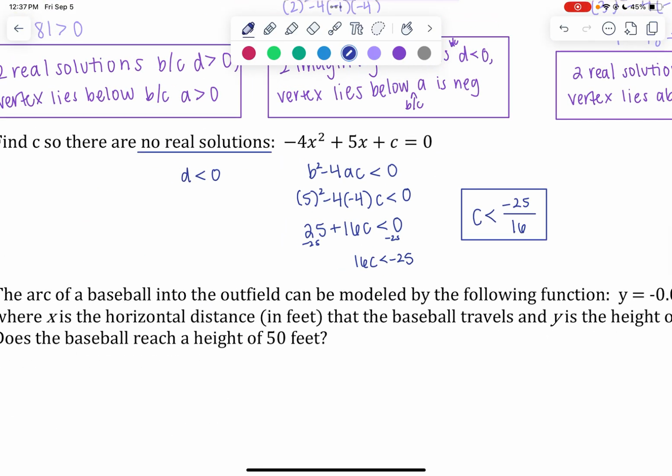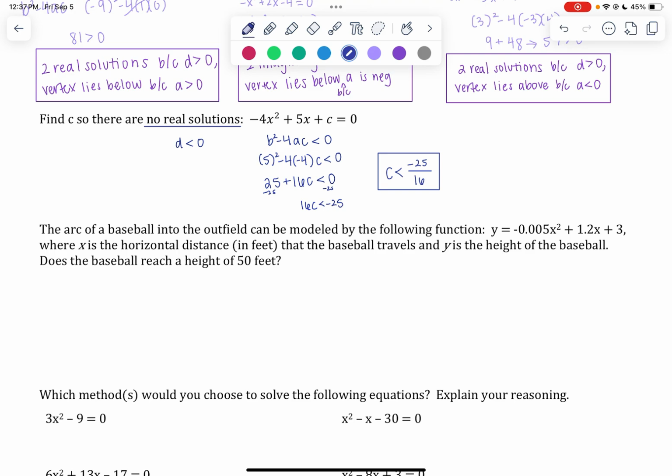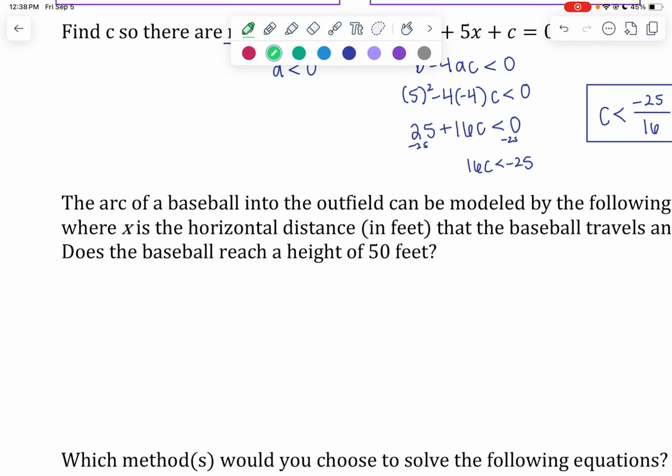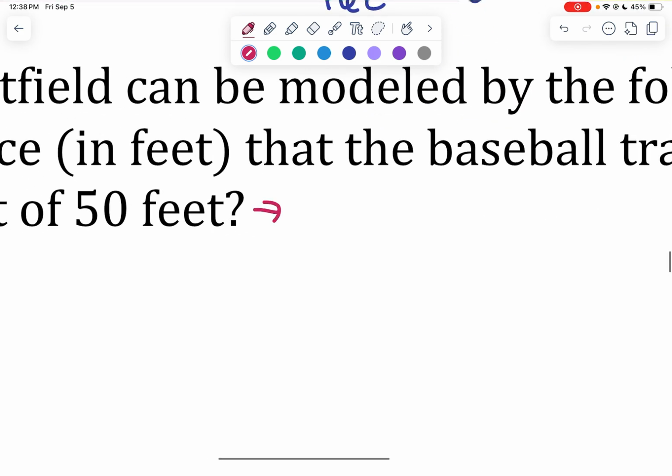Now let's take a look at this in a word problem context, okay? The arc of a baseball into an outfield can be modeled by this function right here. Y equals negative 0.005x squared plus 1.2x plus 3. X is the horizontal distance in feet that the baseball travels, and y is the height of the baseball. This says, does the baseball reach a height of 50? Now, before you jump too far into this problem, does it? That's a yes or no question. If I ask you, does this happen? That's yes or no. It either happened or didn't. So does the baseball reach a height of 50 feet? That's going to be yes or no.